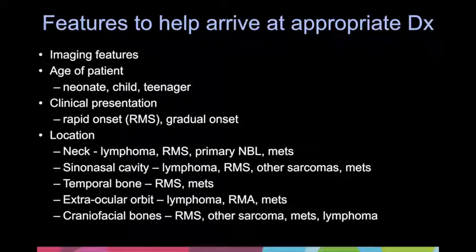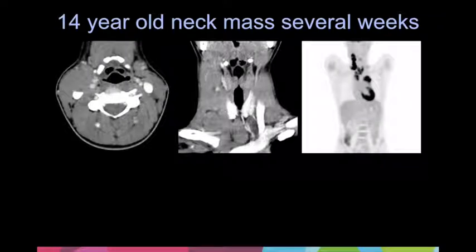Features that help us arrive at an appropriate differential diagnosis, other than imaging features, include age of the patient, rapidity of symptom onset, and location. However, as you can see, lymphoma, rhabdomyosarcoma, and metastatic neuroblastoma may occur in many sites in the head and neck. Therefore, location is a less helpful discriminator. Here is a 14-year-old male with a neck mass for several weeks.